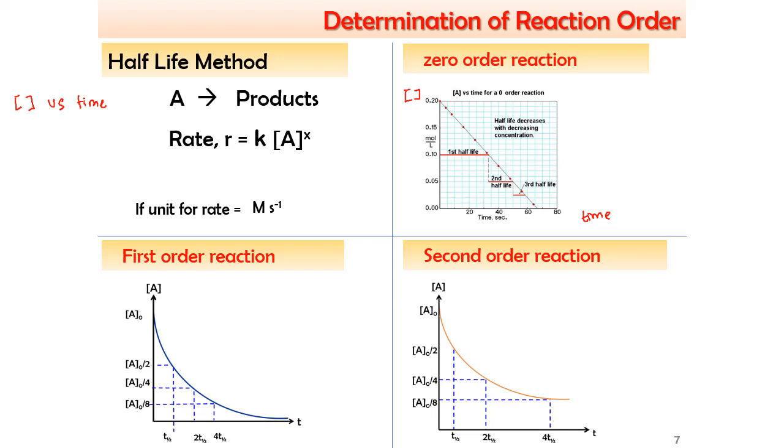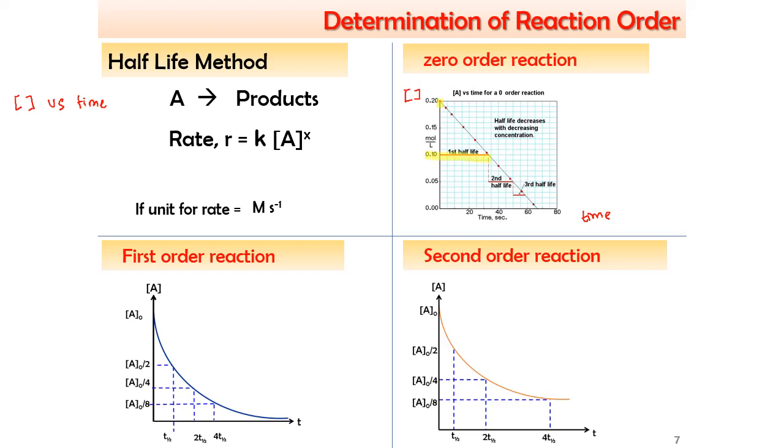So if you plot the graph of concentration against time, and you obtain a straight line like this, it means that from the graph we can deduce that the order of reaction is zero order. And you can see the pattern of the half-life. The trend is, the first half-life, half from the initial concentration here, so half is 0.1.